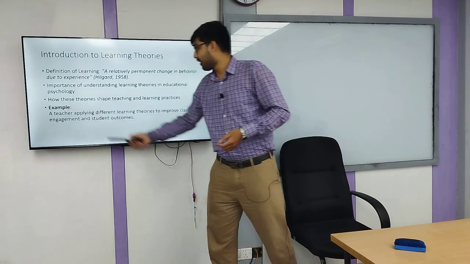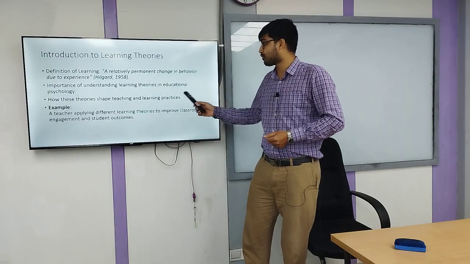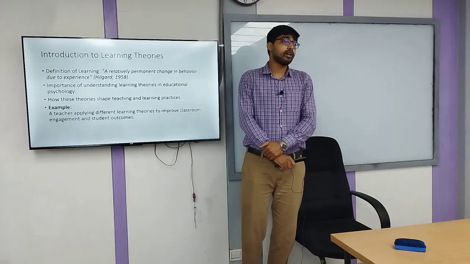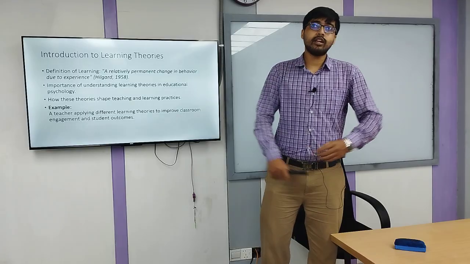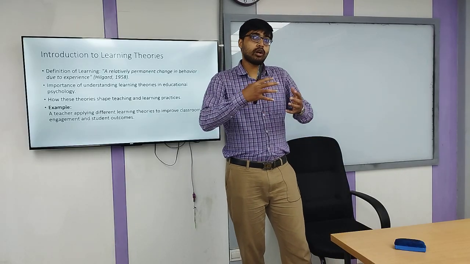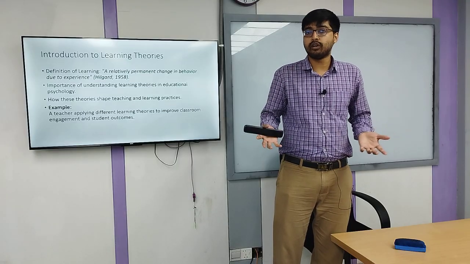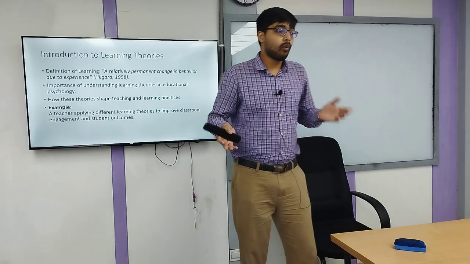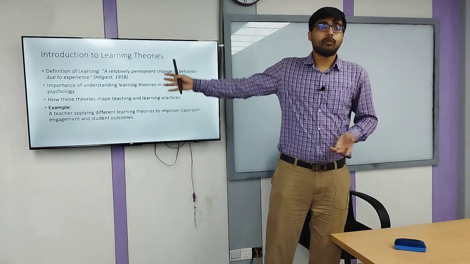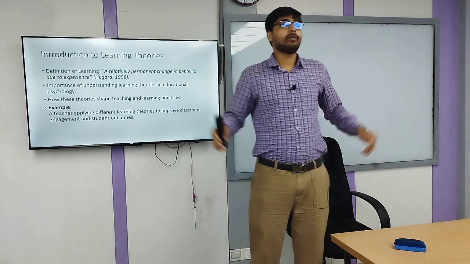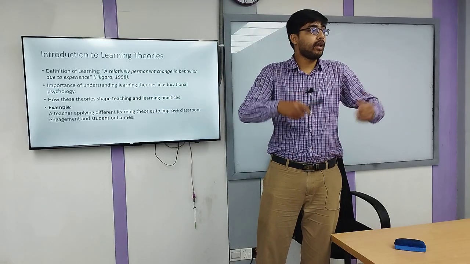Okay, so example: a teacher applying different learning theories to improve classroom engagement and student outcomes. Student outcome means student results, learning outcomes, skill outcomes. One teacher could make our classroom engaging, colorful and cheerful for every learner. Maybe one educator could apply many theories. Later we'll be talking about that. Okay, forget about theories, many strategies. One teacher could make our classroom a playground type.